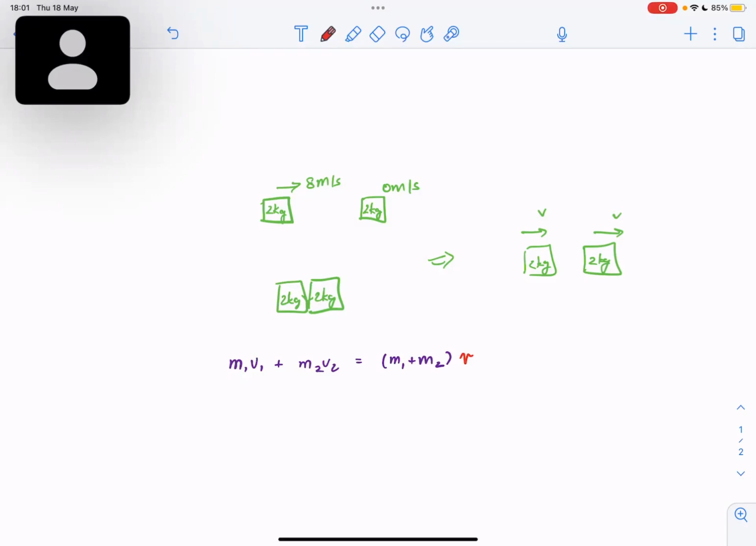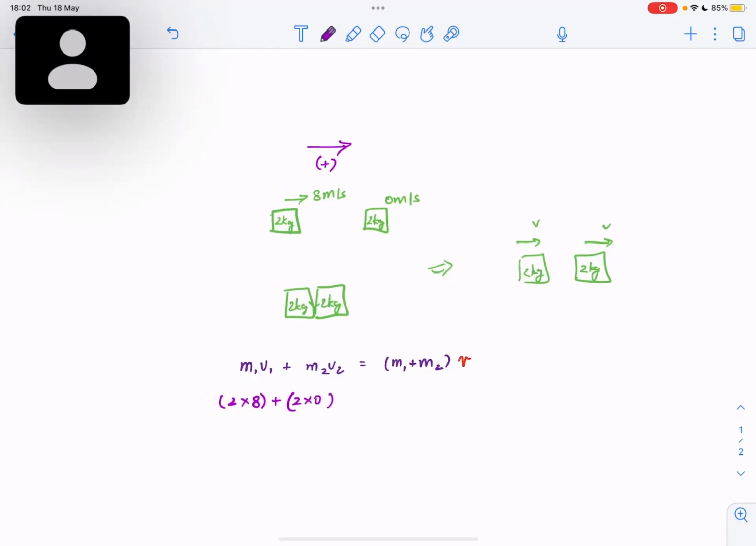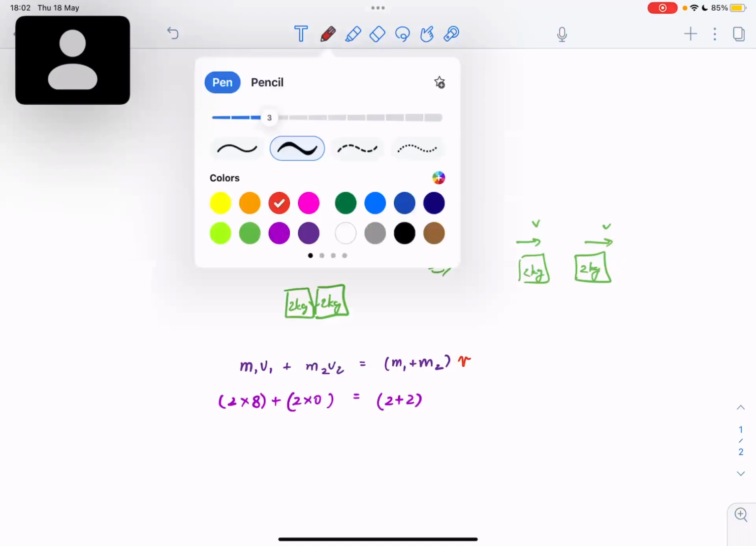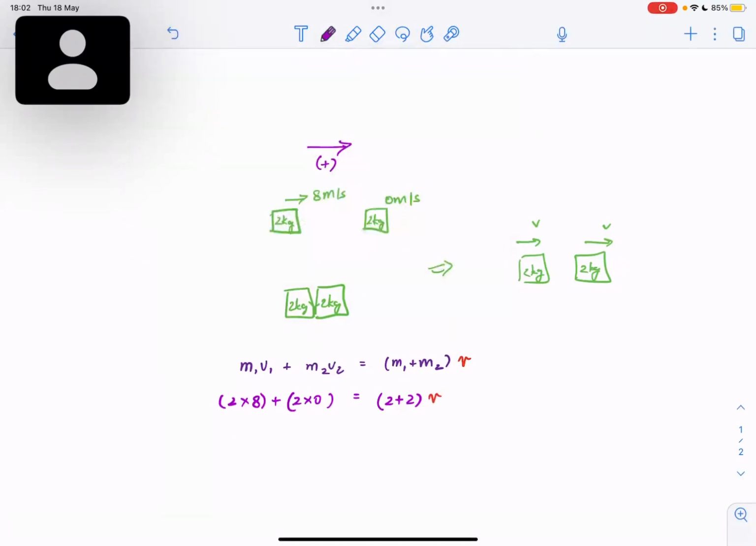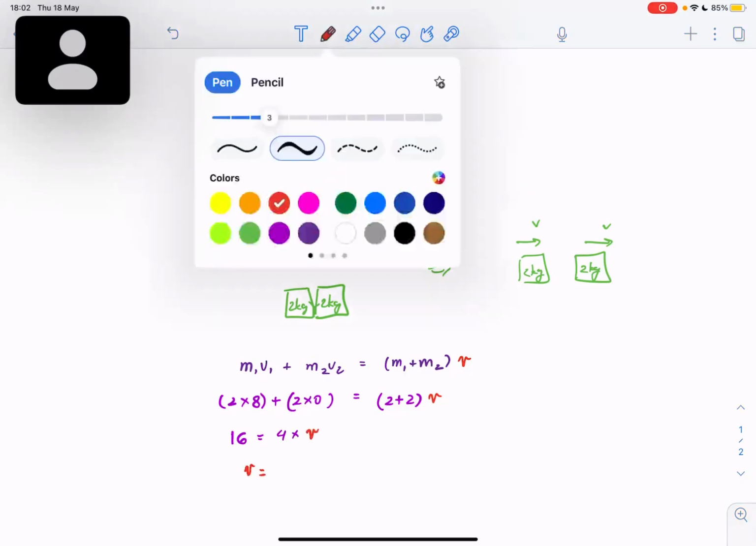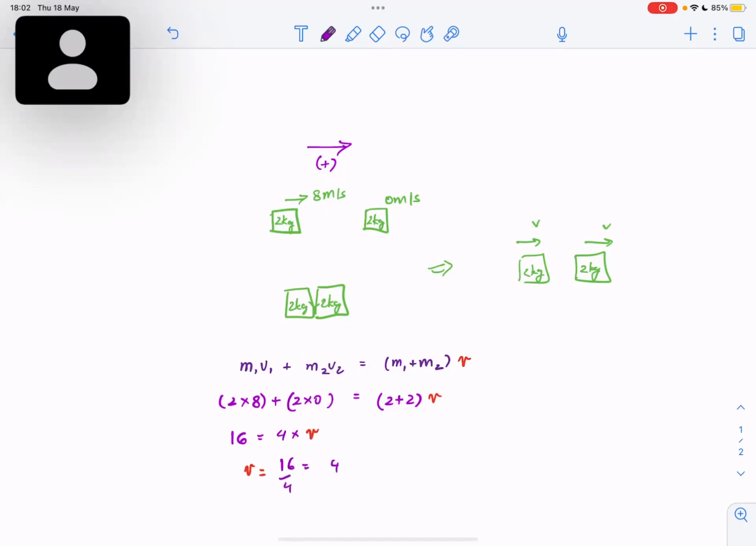So how we're going to go about this is we know m1, which is 2 kg. We know u1, that is 8. So let's just assume that they are traveling this way, and that's positive. And then we also know the value of the second mass, which is also 2. Let's put it in brackets so it's clearer. But it's stationary, so its u is 0. And then you know m1 and m2 again, so it's going to be 2 plus 2, and then you have your v again. So when you do this calculation, you just get 16 plus 0, because 2 times 0 is 0, and then 2 plus 2 is 4 times v, and then v is equal to 16 over 4, and that is 4 meters per second.